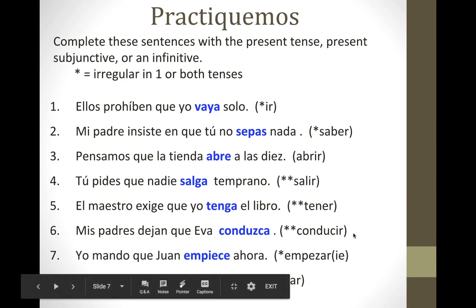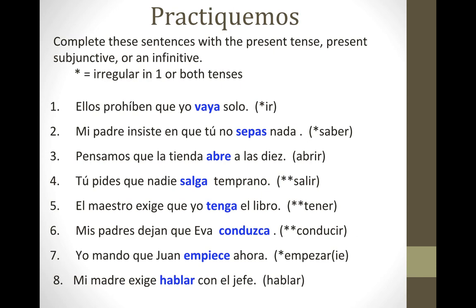Number 6, my parents allow that Ava drives. Dejar is a weird verb, so I do need subjunctive, conduzca. Number 7, I order that Juan starts right now. I demand that of him. That is a subjunctive sentence here. We have empiece. And lastly, number 8, my mom demands to speak with the boss. Exigir is a weird verb, but there's no change in subject. There's no que. You have to use an infinitive here. Hablar.